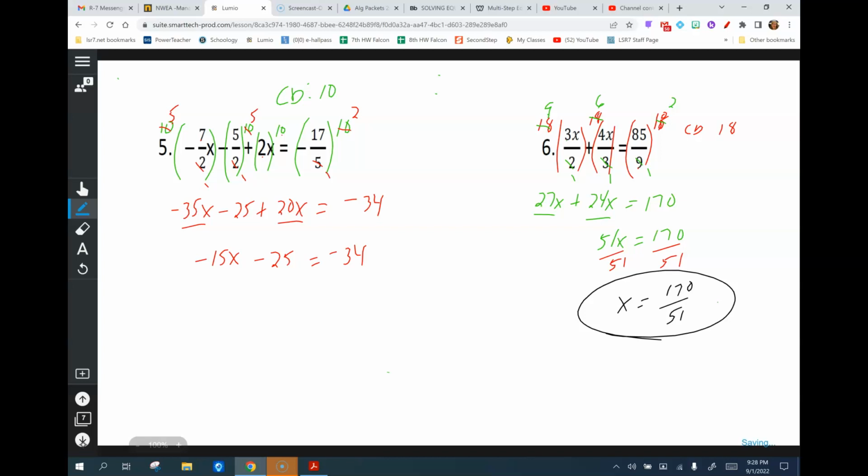Okay, that is just 6 more problems on clearing fractions. Hopefully that will help with your homework.